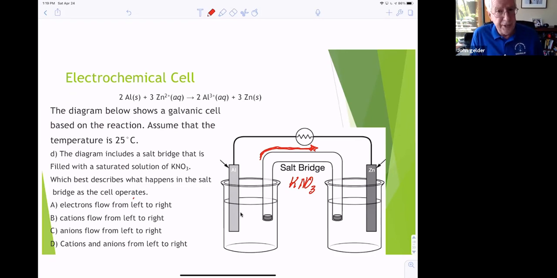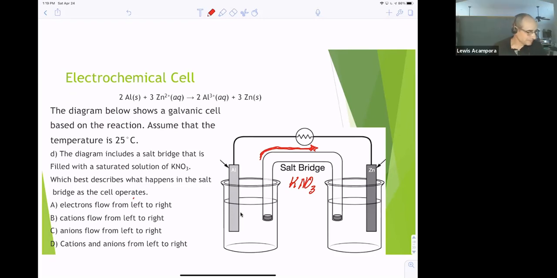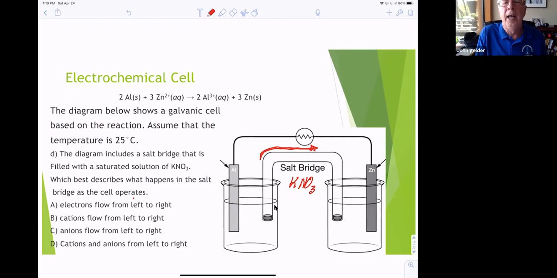Because this is a tougher question than the others, because we have to think about what's happening at each of those electrodes. So I'm going to go ahead and end the poll and share the results, because we've got B and D as the answers that are selected. And I'm going to say that B is the correct choice.